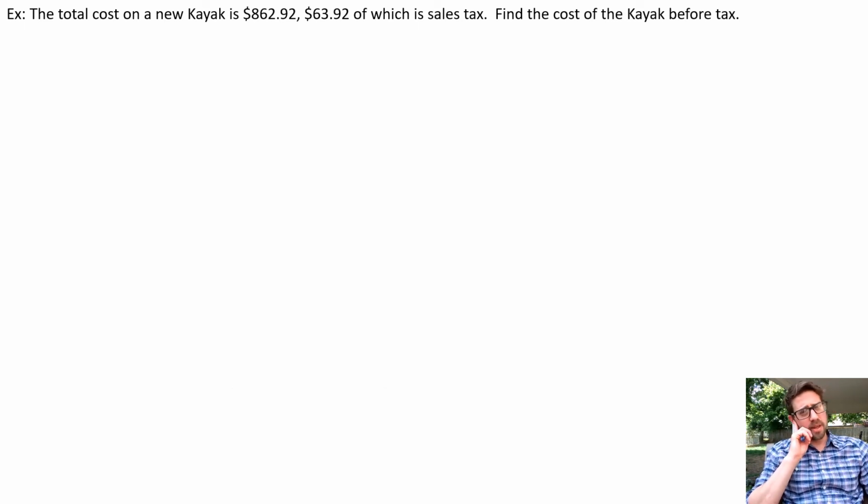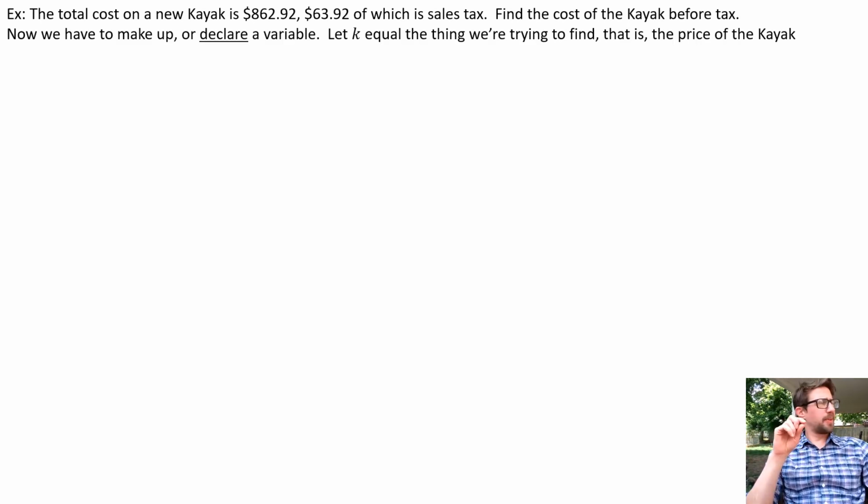Story problem. The total cost on a new kayak is $862.92, $63.92 of which is sales tax. Find the cost of the kayak before tax. I don't know why I'm capitalizing kayak. Okay, so that's the total price. We want to know the price before sales tax. So all you really have to figure out here is that we're subtracting $63.92 from the total.